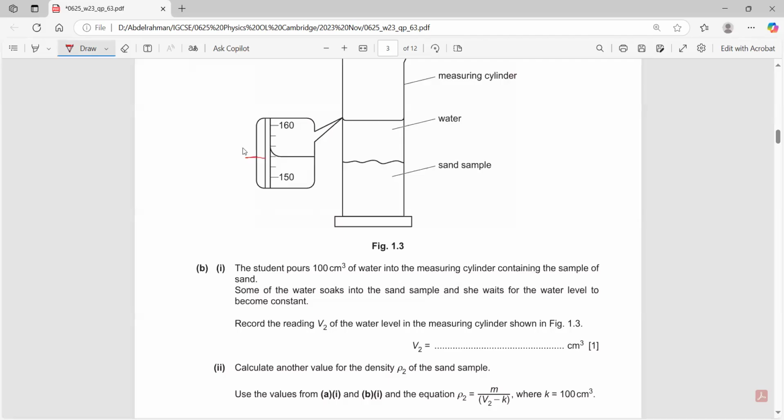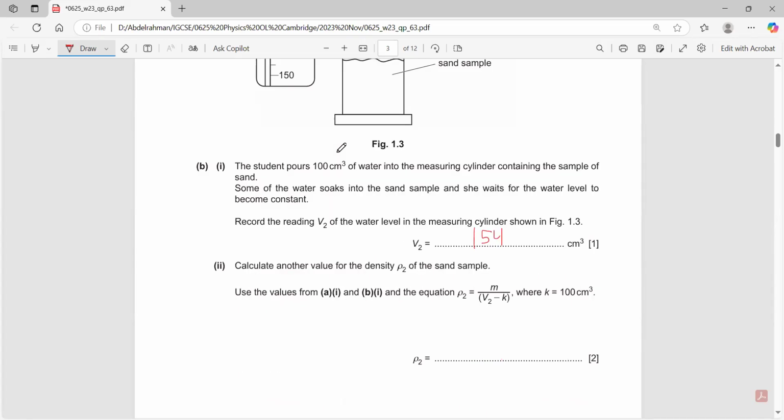So this reading over here, this reading is what? Is 154. Take the reading from the bottom of the meniscus. 154. Why? Because if you take this reading, this is wrong. This is 156. It is wrong. So the volume is 154 centimeters cubed.